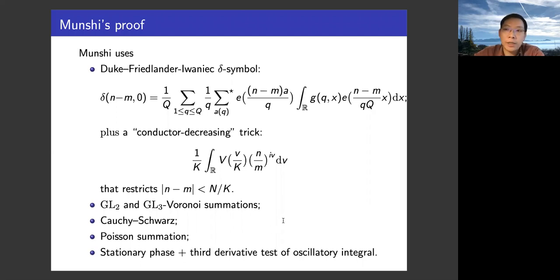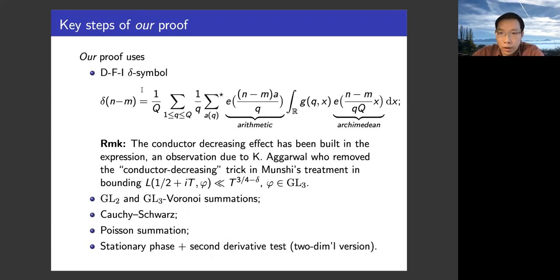So our proof is very similar to Yongxiao's approach. We again use the DFI delta symbol, but without using the conductor lowering trick. This is an observation originally due to Keshav Aggarwal, who observed that this phase has the effect of conductor lowering. So this effect has been already built inside this expression.